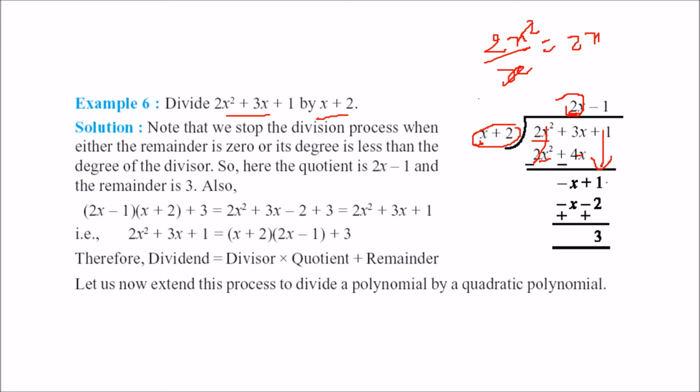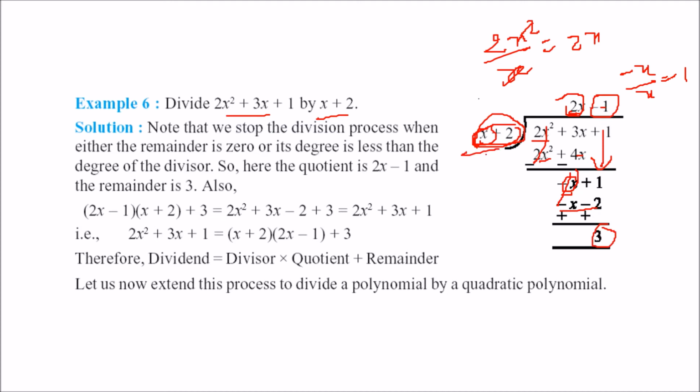This will get cancelled. This will be minus x, and you write it like this. Again, this is minus x, so take this and divide it by x. What you get? Minus 1. You place minus 1 here, and multiply minus 1 with x plus 2 and write it here. So this will be minus x minus 2. Then subtract, and you get 3. Now you cannot go ahead.